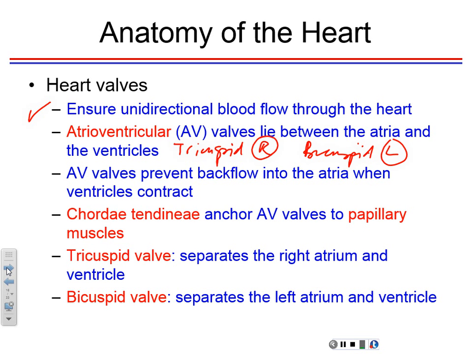The left side usually has less, so it's got 2 cusps, and the right side usually has more. I mean, you know what I'm saying? Use whatever trick you can, like a shorter word for the left side and a longer word for the right side. Another thing you can use, okay? Whatever floats your boat. But tricuspid on the right, bicuspid on the left. And of course, they prevent backflow into the atria.